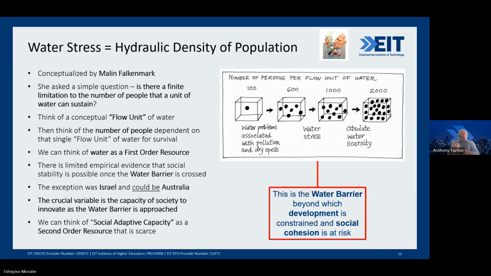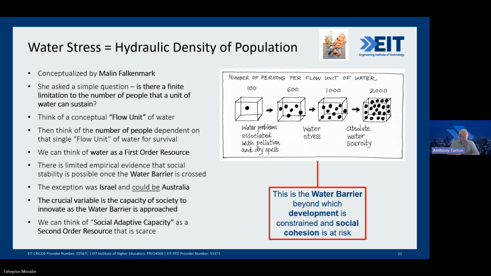So at this point in time, I would like to introduce the concept of hydraulic density of population, because that water scarcity map that we saw is all about the hydraulic density of population. And what does hydraulic density of population mean? It means the number of people per flow unit, and we can now compare apples to apples in different parts of the world. It was conceptualized by a colleague of mine named Malin Falkenmark, a professor in Sweden.